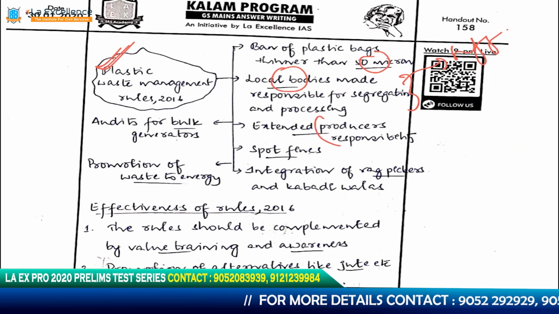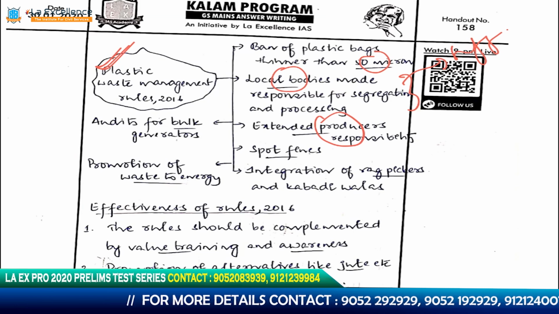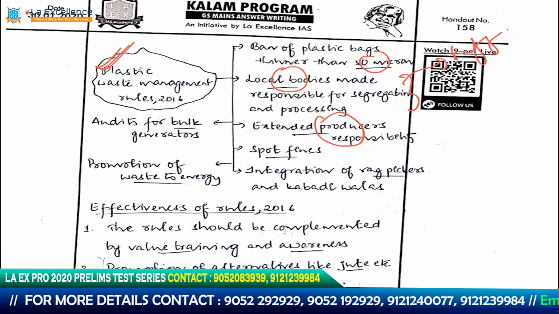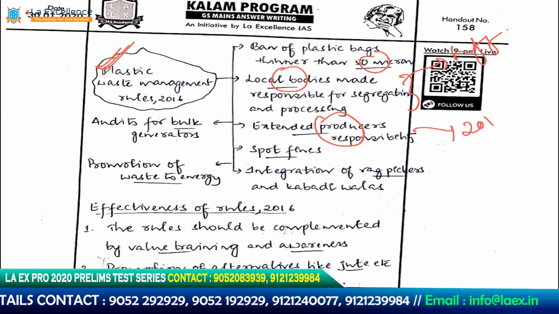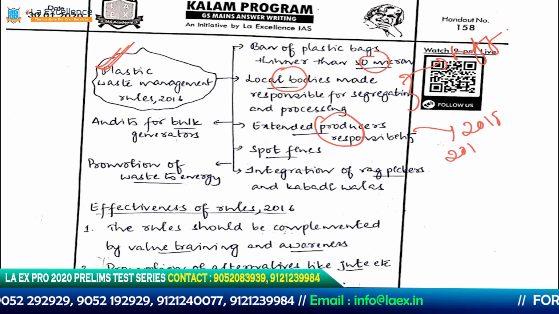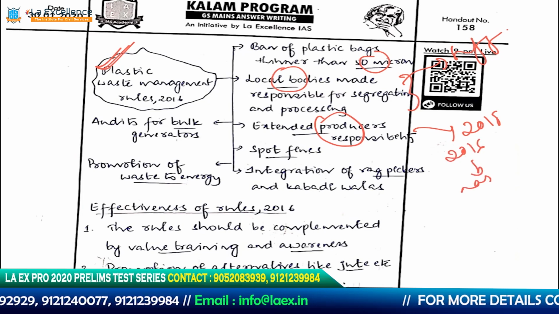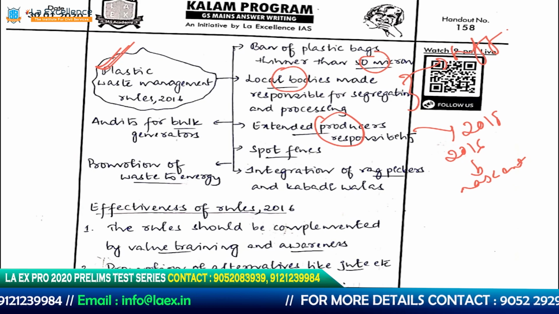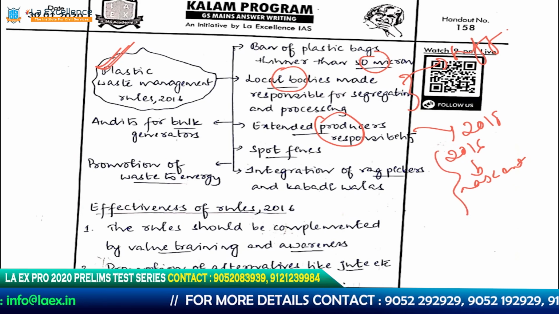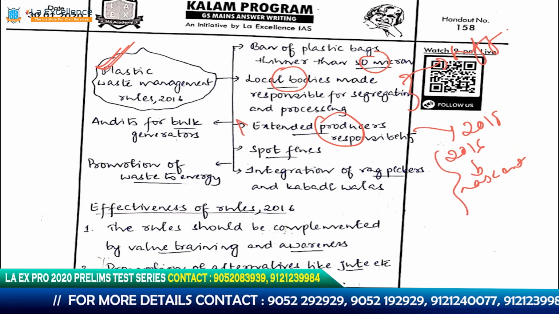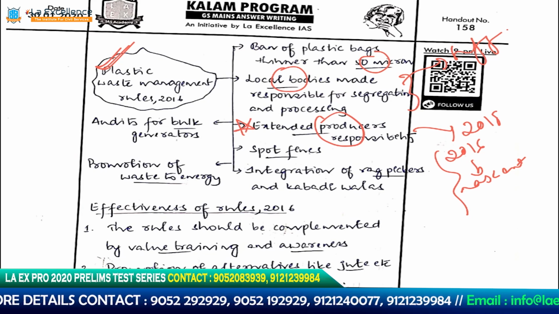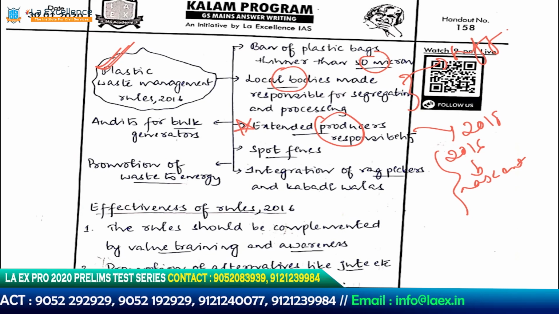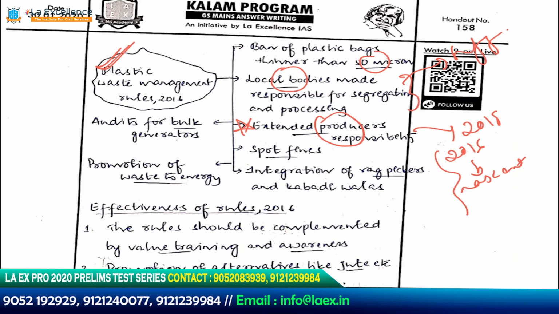And in addition to this, you have extended producer's responsibility. From what I remember, extended producer responsibility came up in 2018. In 2016, it was only there in a nascent form. It was not explicitly there. But if that is not the case, I want you all to put it down in the comment section. But this is a good point. Extended producer's responsibility is a good point. I want you all to explain what it is. It becomes really important for prelims.